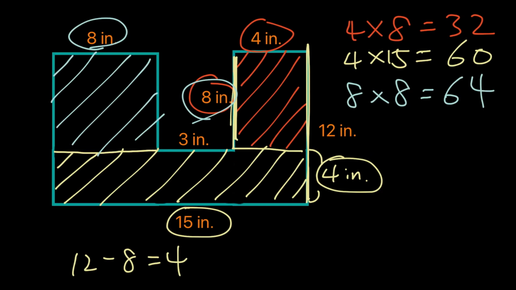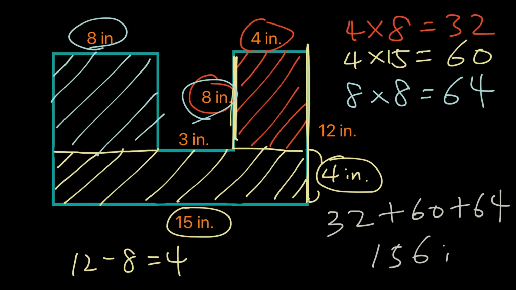Now the final step would be adding them together. 32 plus 60 plus 64, and our answer is 156 inches square. So these two are examples of how you would calculate and find area of a composite figure.